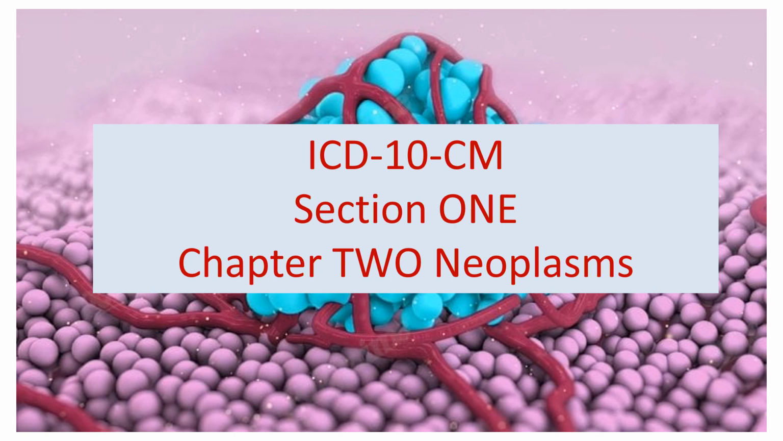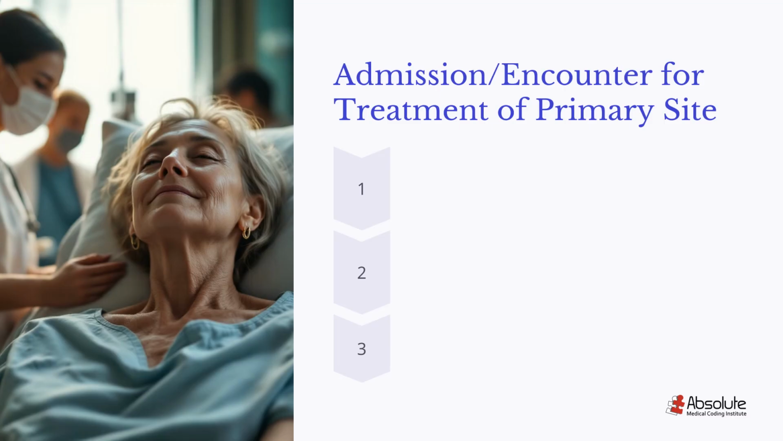This begins our study of ICD-10-CM specific coding guidelines for neoplasms. So these guidelines are from Section 1, Chapter 2, Neoplasms of ICD-10-CM. Let's begin with when a patient is admitted for treatment of primary cancer. This is what you do.